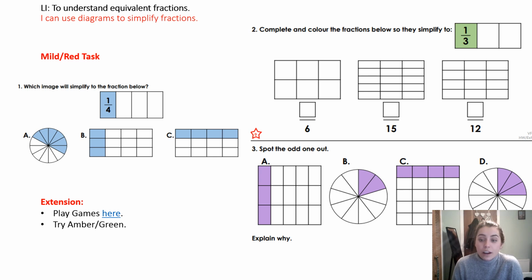Now this one here, I want you to look at these diagrams and spot the odd one out. Now I want you to explain why they are the odd one out. Okay, if you're wanting more practice with that, play the games by clicking here, and they will really help you just kind of understand what you're doing. I've also posted some tasks on Sumdog, so you can give those a go.